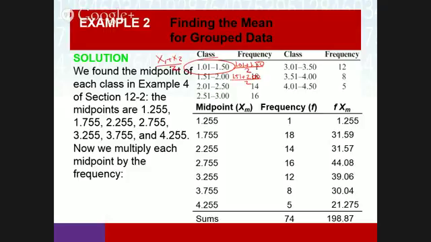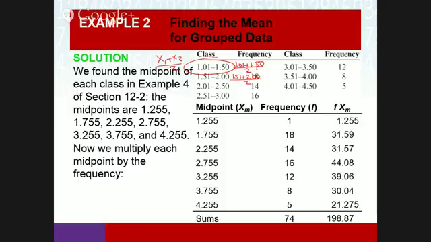So we find all of the midpoints, and then we add it up, and then we divide by 74. Not the medians, the midpoints. You find all the midpoints, you multiply that by the frequency, because the frequency is how many times that happened. Then that's going to be your sum of all the midpoints times the frequencies. This number divided by 74 is going to give you the mean.